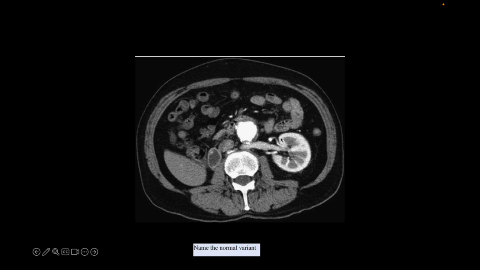This is a variant. It's a retroaortic left renal vein, so that's going behind the aorta. It should normally go anterior to the aorta, but this is a retroaortic left renal vein.